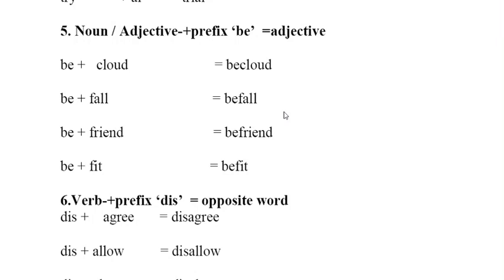Number 5: noun or adjective, then prefix be and it becomes a verb. Like be plus cloud, becloud. Be plus fall, befall. Be plus friend, befriend. Be plus fit, befit. So with a noun and adjective, if you add the prefix, then it becomes a verb.